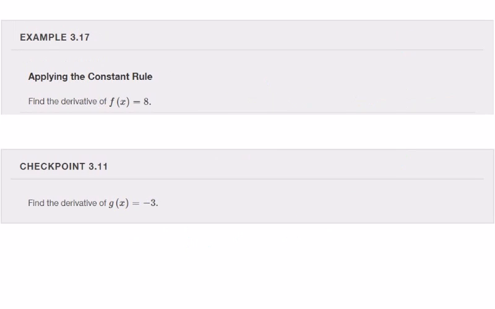All right. So that makes this pretty simple. So if I say find the derivative of f of x and f of x is 8, then f prime of x is going to be 0. That's all there is to it. So that's our answer. So if you take the derivative of a constant, you always get 0.